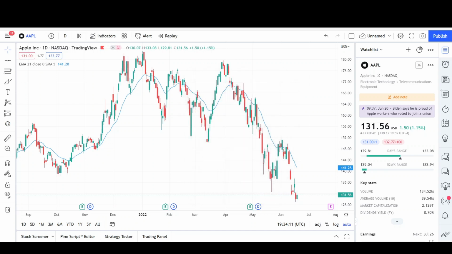I will first go over what I see in the daily chart and finish the video off with the weekly chart. Here we have the daily chart for Apple.